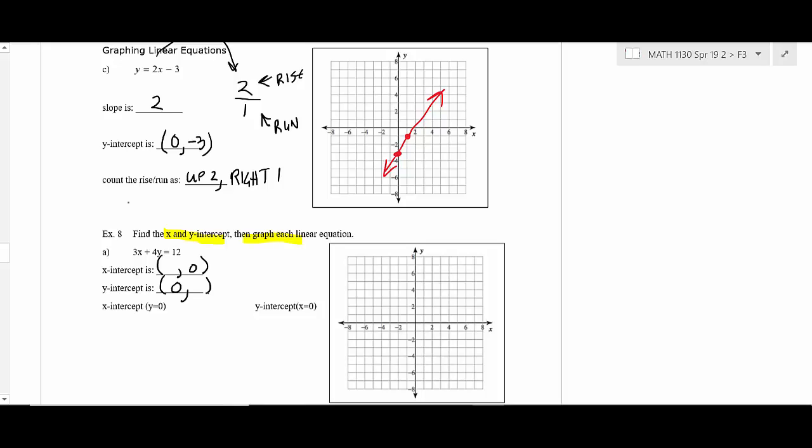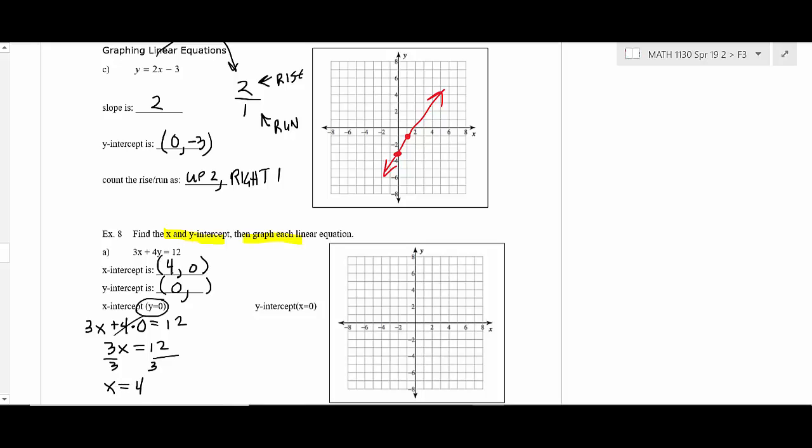So all you do on this, when you find an x-intercept, take the equation I give you and replace y with 0. So we'd have 3x plus 4 times 0 equals 12. That becomes 0, so that just crosses out. So you get 3x equals 12. And you can do that in your head, or you can divide by 3, so you get x is equal to 4. So your x-intercept is 4.